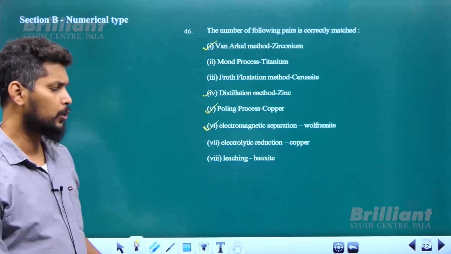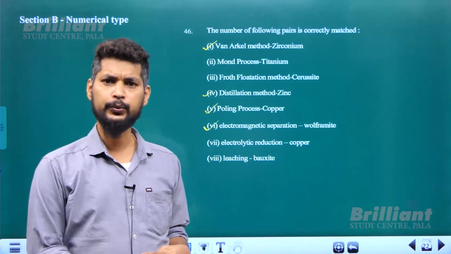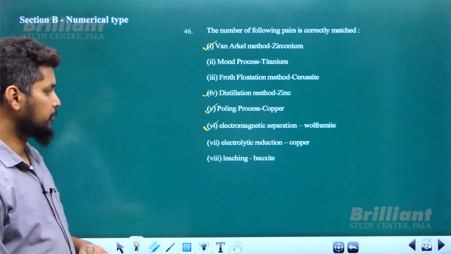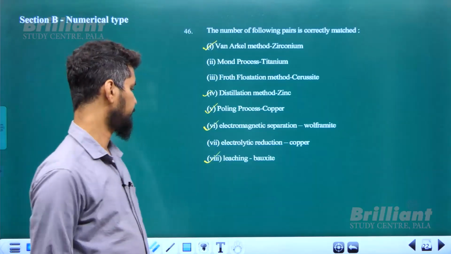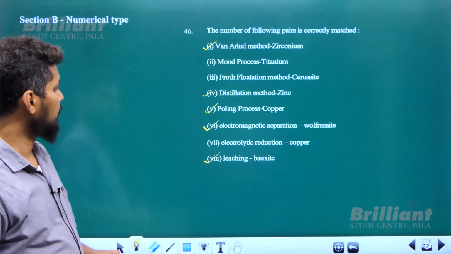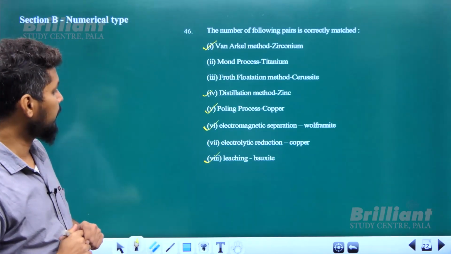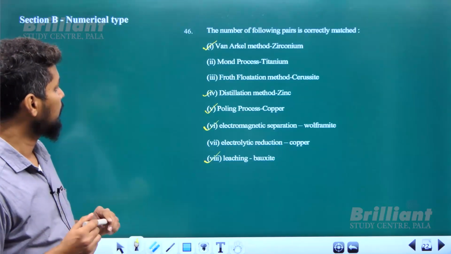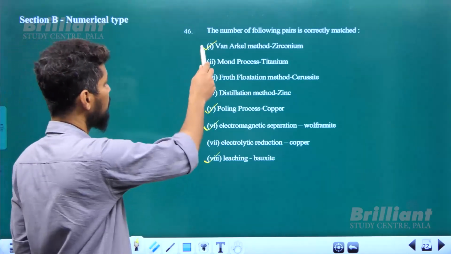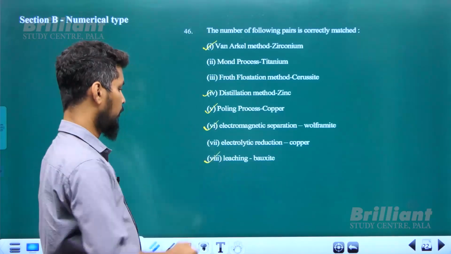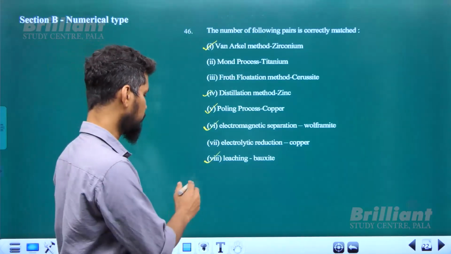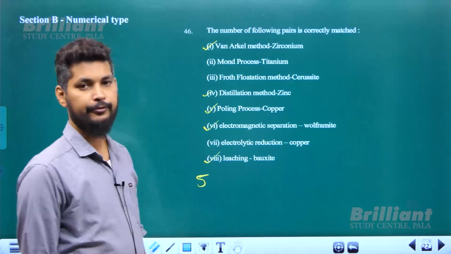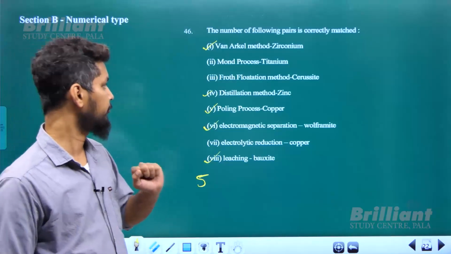Electrolytic reduction, copper. No, that is not correct because copper is reduced by carbon. Carbon reduction is used for copper. Leaching, bauxite is leached. So that is correct. Among the given statements, only 4 are correct. Sorry, 5: 1, 2, 3, 4, 5. Only 5 correct matches are there. So the correct answer is 5.